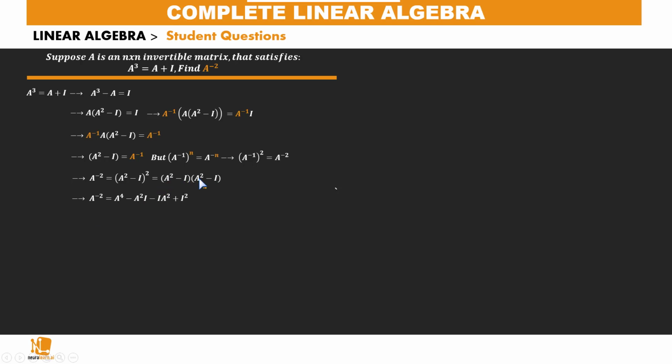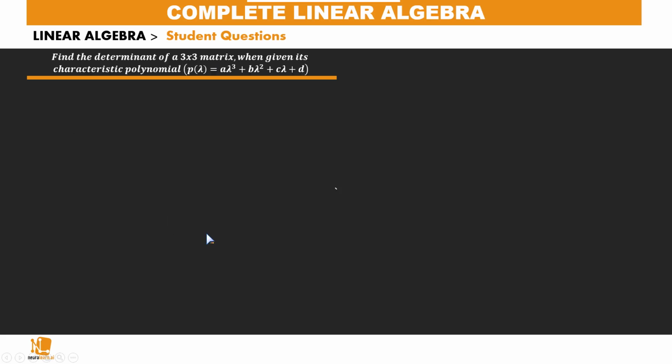A squared times A squared, which is A to the power of 4, A squared times -I, negative A squared, -I times A squared, -I, A squared, and then -I times -I, which is plus I squared. And with this, we could conclude that A to the -2 is equals A to the 4 minus 2 A squared plus I. Let's take the next question.